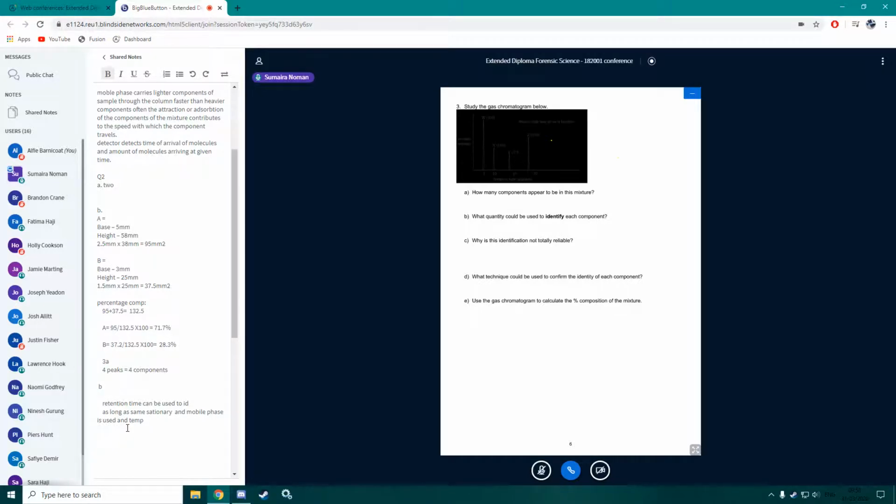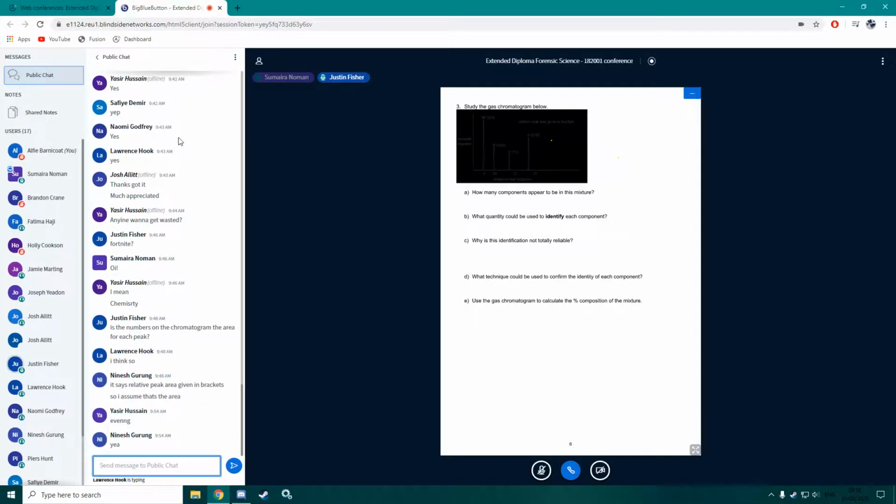Why is this identification not totally reliable? Would anybody like to share their thoughts in the public chat on why this identification may not be totally reliable? Nobody's got any ideas, or you've all fallen asleep? Because components could have the same retention time. Good, because some components can have the same retention time.